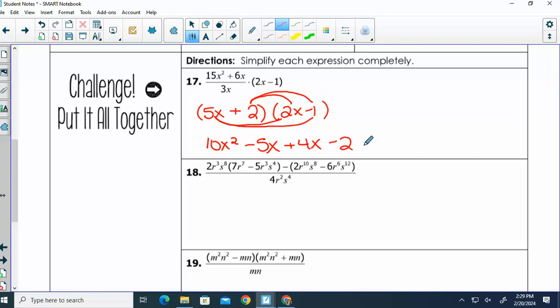And then what do we have to do from here? So we have 10x squared. Negative 5x plus 4x is negative x, minus 2. What is this? Monomial, binomial, trinomial, or polynomial? Trinomial, it's 3 terms. Is it linear, quadratic, cubic, quartic? Quadratic, because it's a power of 2. Good.